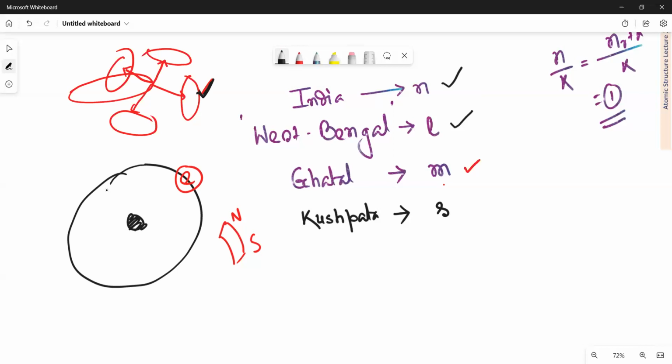Then what happened? Not only this, the electron has another property. It is spinning on its own axis. Electron is spinning on its own axis, just like the Earth is spinning on its own axis. So how can it spin? It can spin either up or down. The up spin is called plus half and the down spin is called minus half. So this is another address.